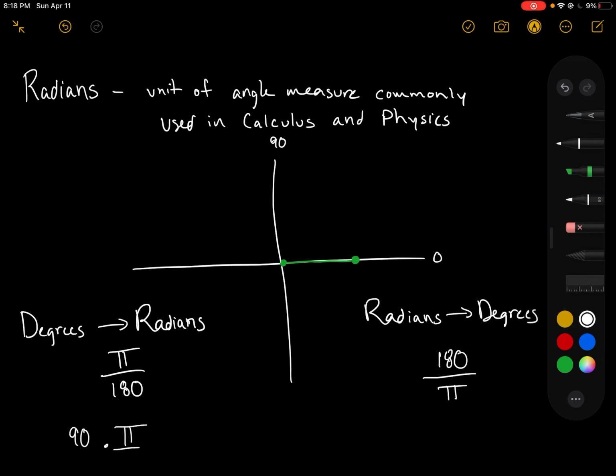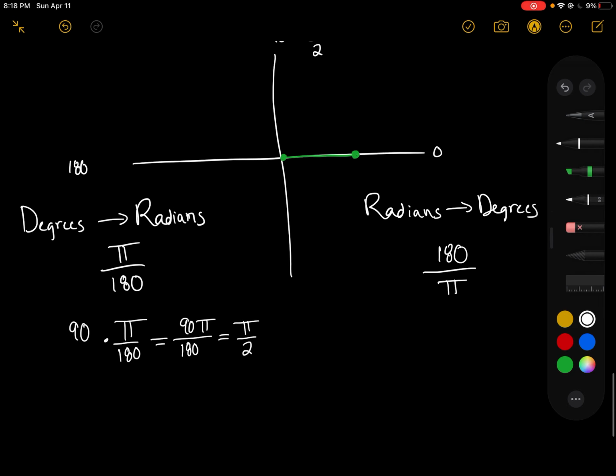0 multiplied by pi over 180 is still just 0. But what if we try here with 90? So we'll go from 90 degrees to radians multiplied by pi over 180. We're going to see that we'll get 90 pi over 180, or in this case, just pi divided by 2. So 90 is the same thing as pi over 2. Same thing for 180. We could set that up using that same conversion factor. 180 times pi over 180. Well, in this case, the 180s just cancel. We end up with pi.